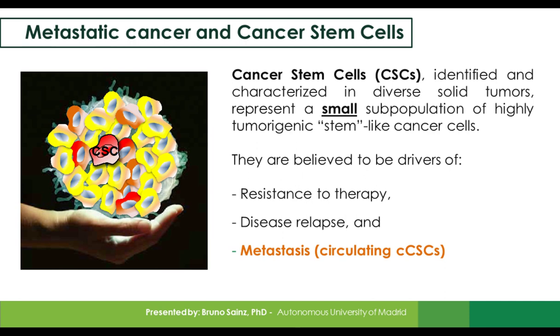Now, it's been known for the past 2 decades that cancer stem cells, or CSCs, play a very important role in metastasis. These cells represent a very rare and small subpopulation of cells within the tumor that are highly tumorigenic and have stem-like properties. To date, they've been identified in just about all solid tumors, and they are believed to be drivers of, for example, resistance to therapy, disease relapse, and most importantly, metastasis mediated by cancer stem cells that actually go into circulation, which we refer to as circulating cancer stem cells.